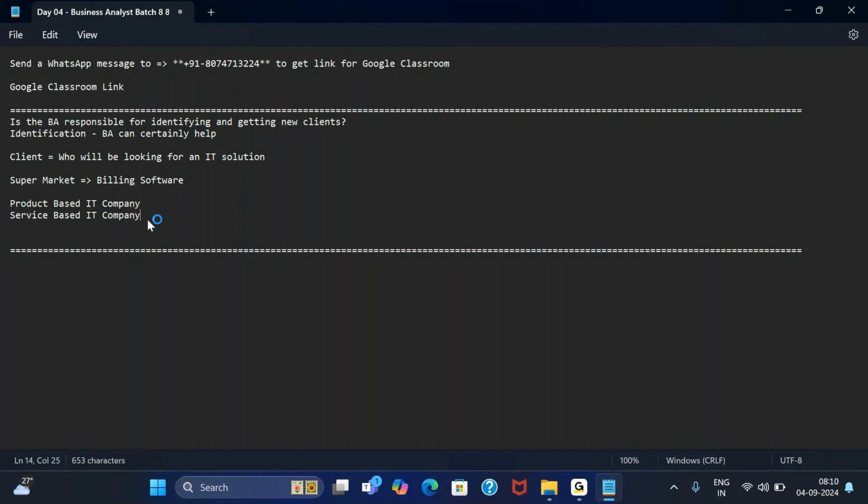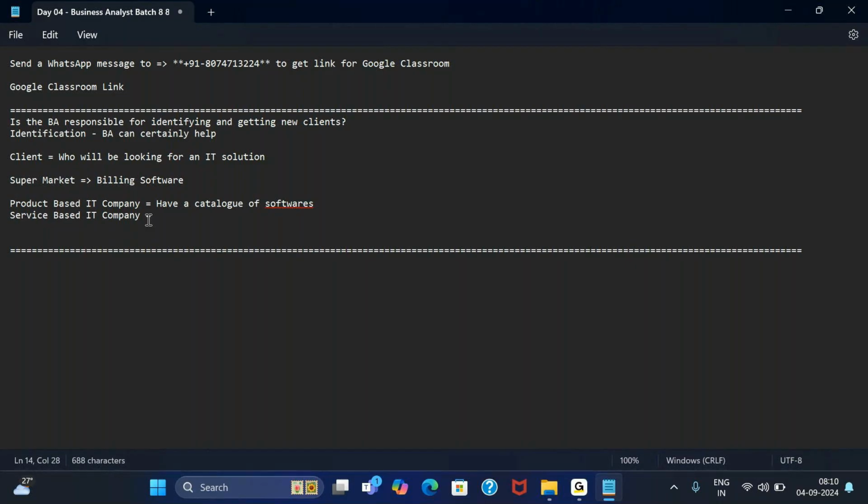The second one is service based company. Okay. In a service based company, what happens is, they don't have ready to use softwares. A client will come to them, client will approach them, client will share the requirements. Based on the requirements given by the client, the service based IT company will create a software.